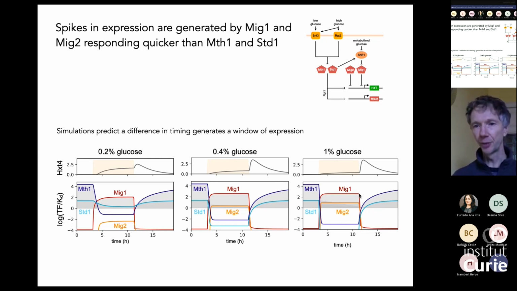We get very fast responses from MIG1 and MIG2 when glucose shifts, but slower responses from MTH1 and STD1. And that allows the asymmetric behavior that we see in rising and falling glucose. Okay, so that's an understanding of how things are working for this hxt4, the one that we picked.